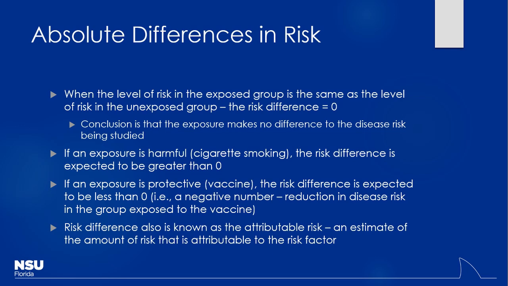However, what if we were looking at something protective? Say I introduced a vaccine, and I was looking at the risk for disease. The absolute risk difference would actually be negative at that point, right? Because you're having a lower risk of developing that disease by being exposed to, say, a vaccine. So that's where you may see those negative numbers, and that's totally appropriate based on the kind of comparison they're running.